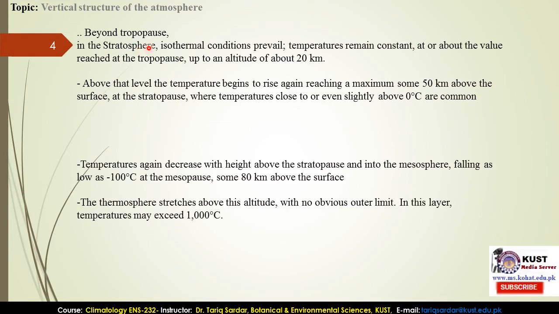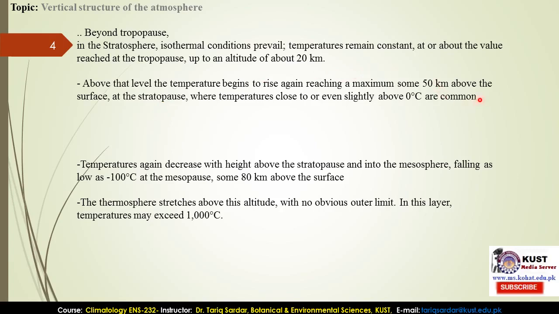atmospheric vertical structure. Isothermal conditions will prevail, so the temperature remains constant, at about the value reached at the tropopause, up to an altitude of about 20 kilometers. But after that level, the temperature will again rise, as I have mentioned and shown you in the graphic, and will go up to 50 to 55 kilometers above the surface, the stratopause, where temperatures close to or even slightly above zero are common.